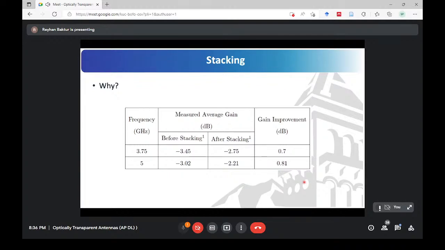But then we're like, okay, we need it to be transparent, still kind of like an optical invisibility. Then how do we get better reflection for microwave? So we stack them up. And of course, you cannot stack them up too much, because then you will lose your transparency, right? But otherwise, here, we stack two of them up, then we can get some gain improvement as well.